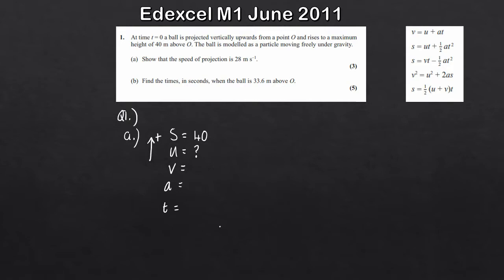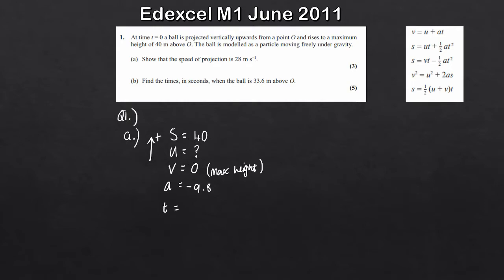If it's at a maximum height of 40 metres above O, then what we do know is that the final velocity is 0. So in that case, V is 0. We also know A, in this case, is minus 9.8, because the ball is modelled as a particle and it moves freely under gravity. If we're modelling positive as being up, then the effect of gravity means it's minus 9.8. And T, we don't have anything for, so we just leave that blank. So we've got 3 values and 1 that we want to find.